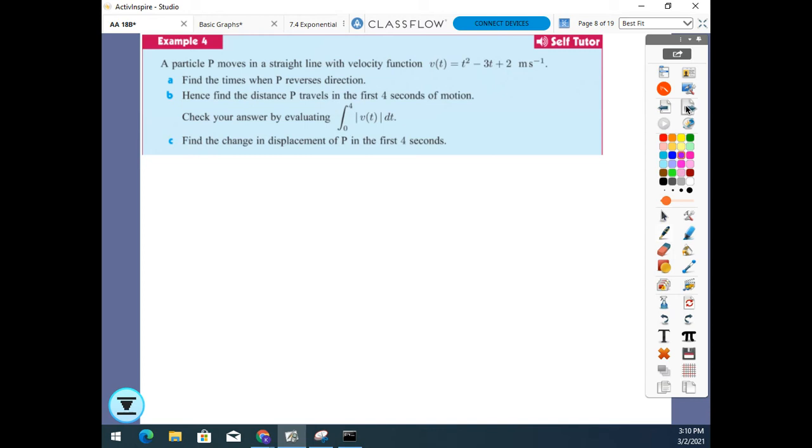Okay, so let's start with A. It says find the times when P reverses direction. The first thing we're going to do is find when the particle is at rest, when the velocity equals 0. So I just take my original function, the velocity function, set it equal to 0. Then I can factor it.